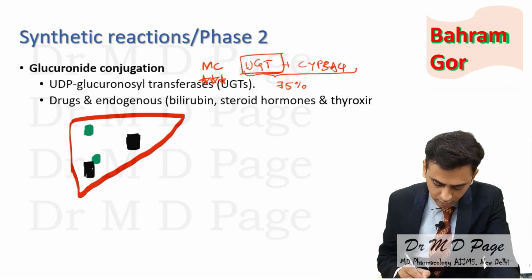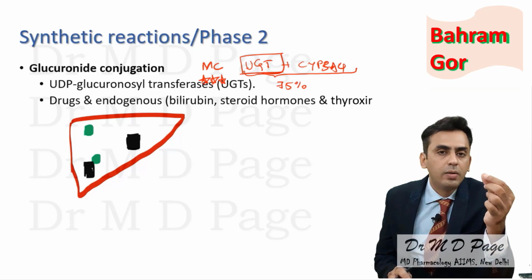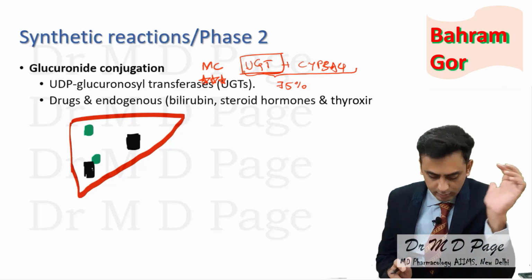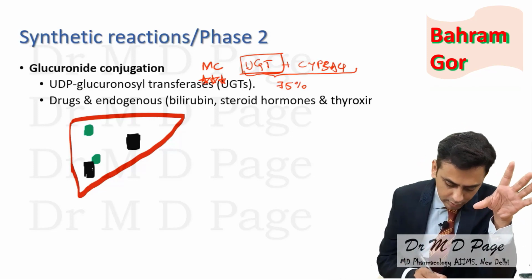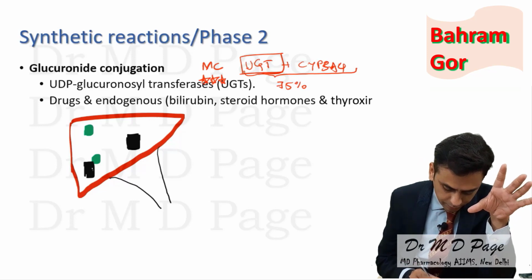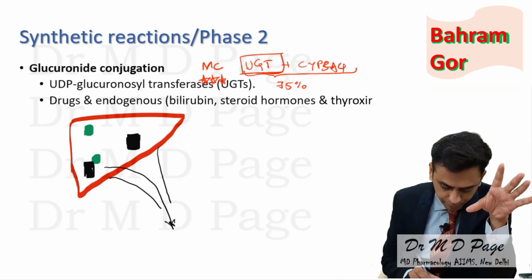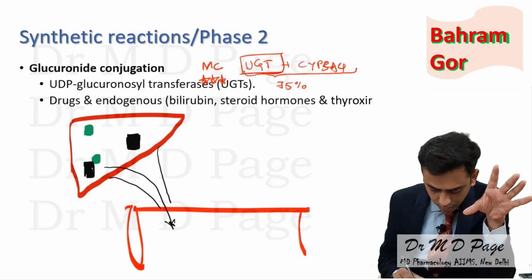What happens after getting conjugated? One thing, it is polar and water soluble. It goes to the kidney and gets excreted. Another thing is it becomes heavy. This heavy thing is secreted into bile, into the intestine. Consider this is the intestine, it goes to the intestine.